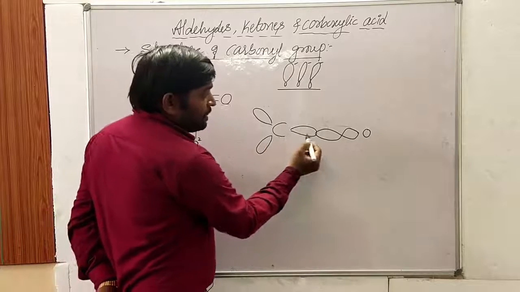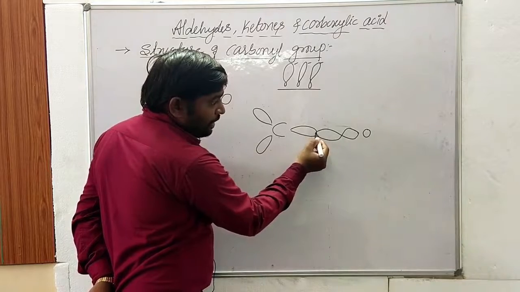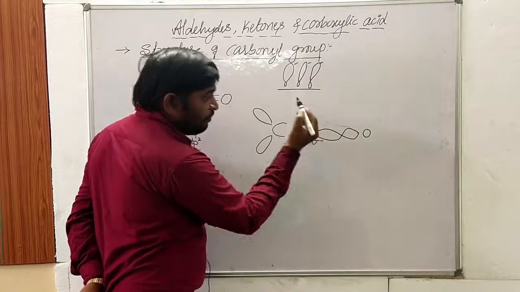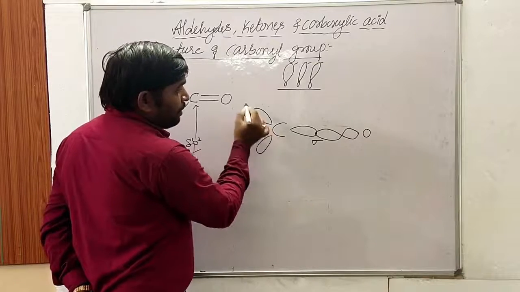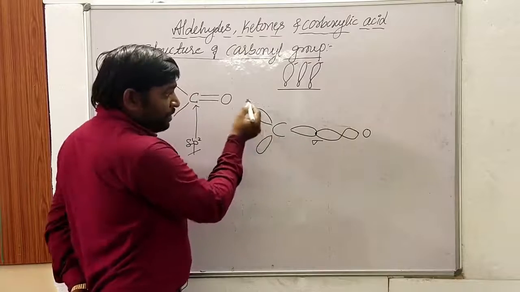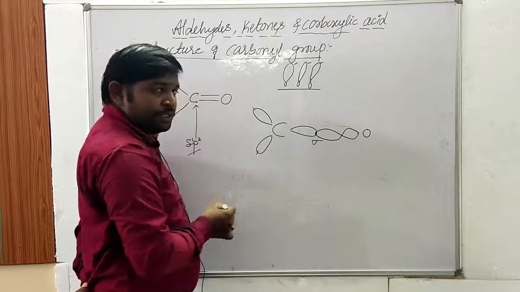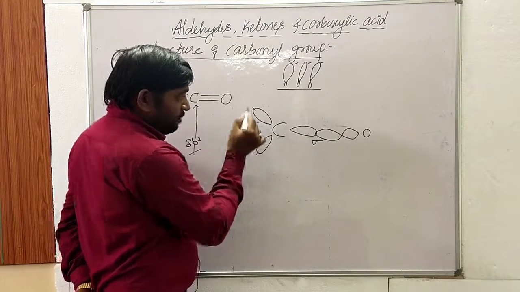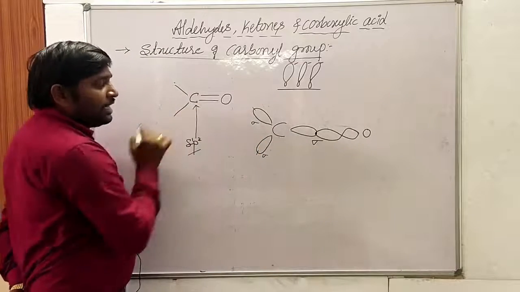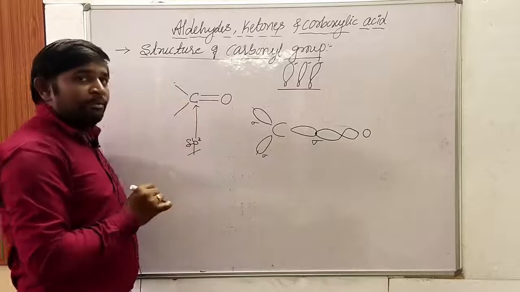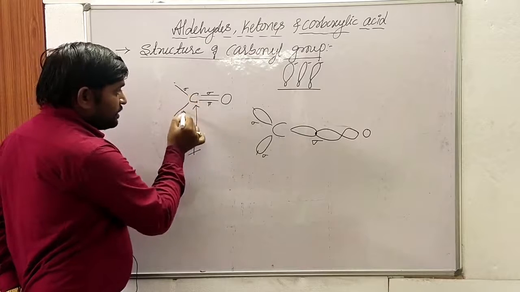By the overlapping of the carbon atomic orbital and the oxygen atomic orbital, an axial overlapping takes place, which leads to the formation of a sigma bond. The carbon orbitals can also overlap axially with a hydrogen atom or an alkyl group, forming sigma bonds. In this carbonyl compound, there are three sigma bonds and one pi bond.